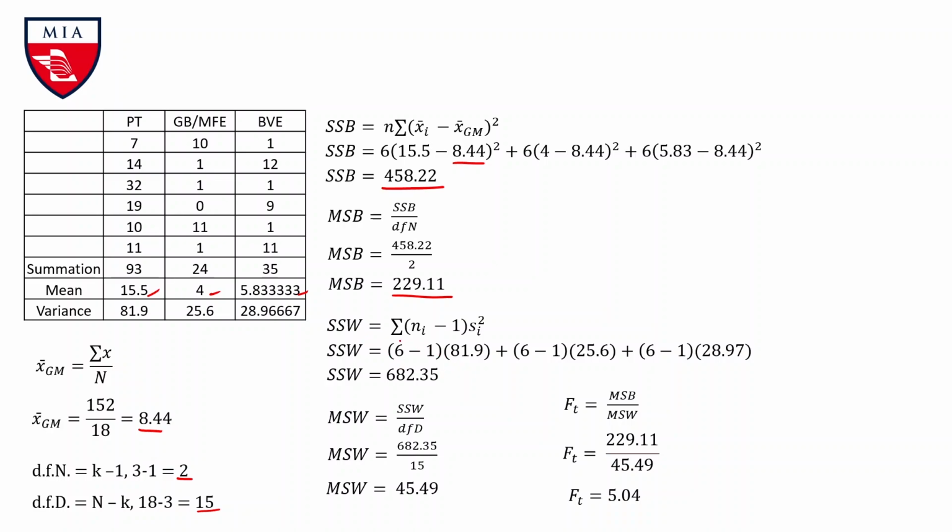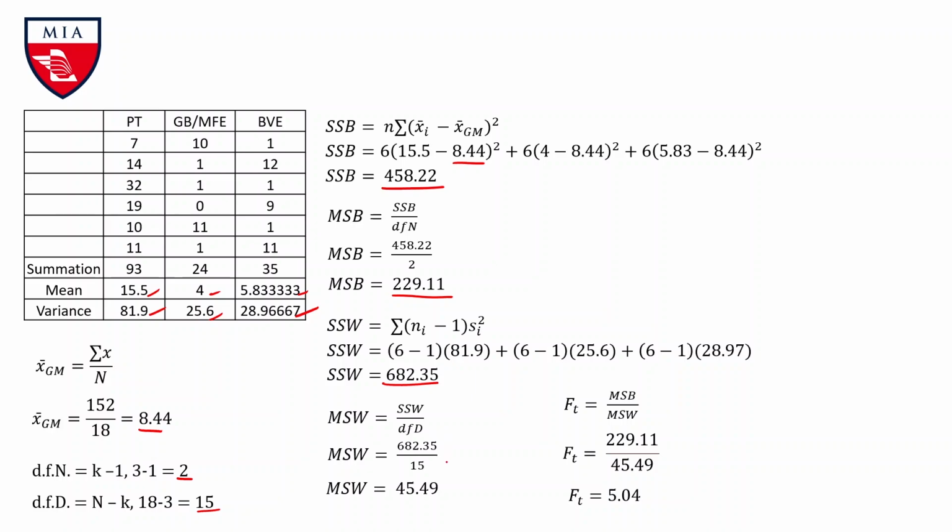Next, we need to find the value of SSW. The formula is the summation of N sub i minus 1 times S sub i squared. Like I said, our N's are equal, so we have N equal to 6. All we need to do is 6 minus 1 multiplied by our computed variance 1, plus 6 minus 1 multiplied by computed variance 2, plus 6 minus 1 multiplied by computed variance number 3. Just add all the values or simplify. So our SSW is equal to 682.35.